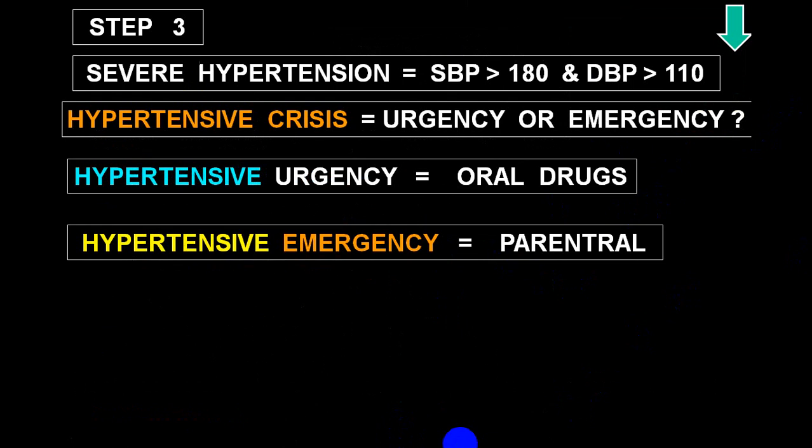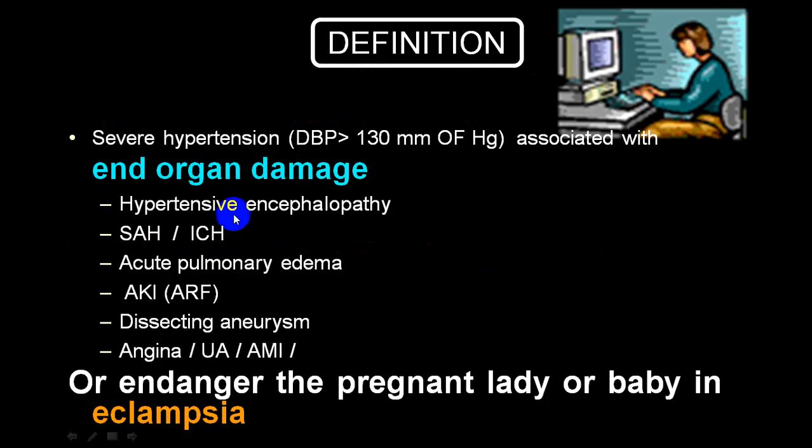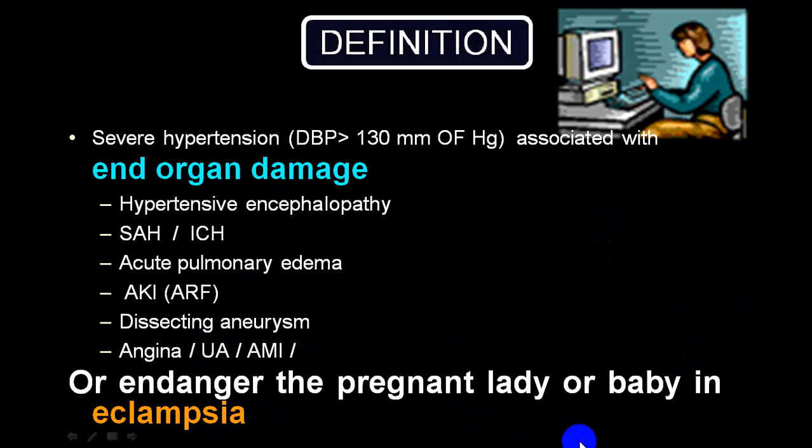Nitroprusside is outdated. Now the most commonly used is NG, we call it nitroglycerin. So the most common drug utilized is nitroglycerin, and the second most common drug is hydralazine. So if a person is having end organ damage, hypertensive encephalopathy, subarachnoid hemorrhage, intracranial hemorrhage, acute pulmonary edema, AKI, dissecting aneurysm, unstable angina, acute MI, in all these conditions, or in a person with severe eclampsia, you will have to treat it as a hypertensive emergency.